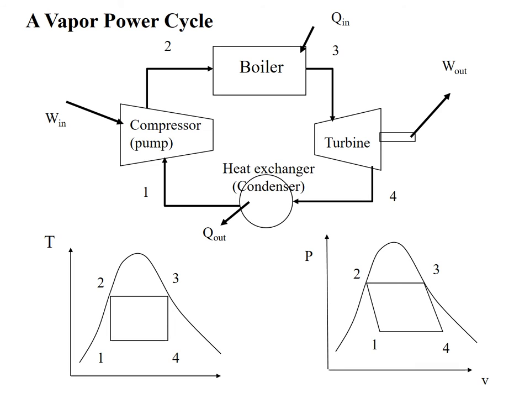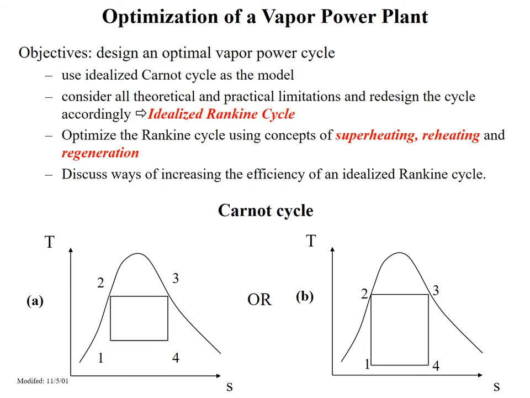So 1 to 2 is isentropic compression. 2 to 3 is what? 2 to 3 is isothermal expansion. 3 to 4 is isentropic expansion. 4 to 1 is isothermal compression. So this is a TS diagram and this is a PV diagram of the vapor cycle. Here you can optimize the vapor power plant.